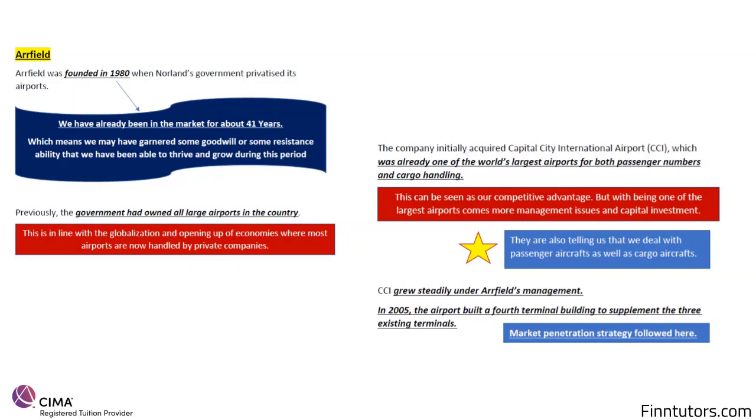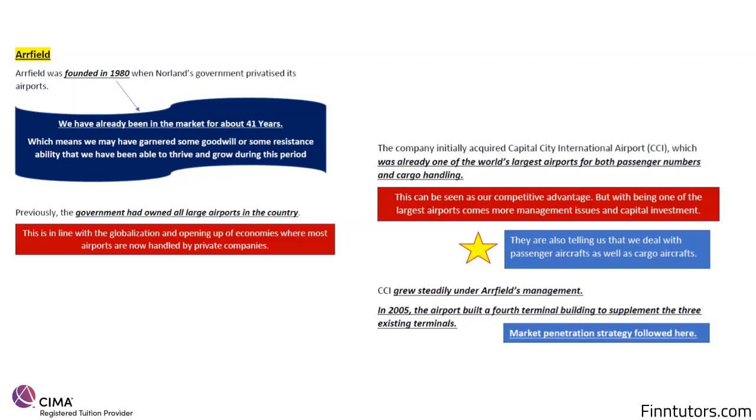Previously, the government had owned all large airports in the country. As we know, it was privatized until 1980. Sorry, it was nationalized until 1980. And after 1980, the government allowed privatization, and that's when Arrfield came about. So this was in line with the globalization and opening up of economies, where most airports are now handled by private companies. If you look at any country, major Europe, US, India, UK, and other markets, you will see that there are some companies that are multinational but are private and own airports.